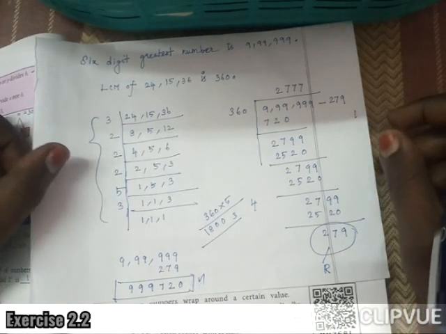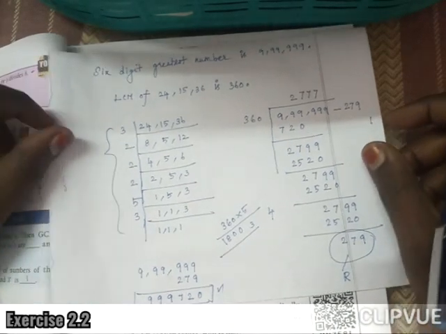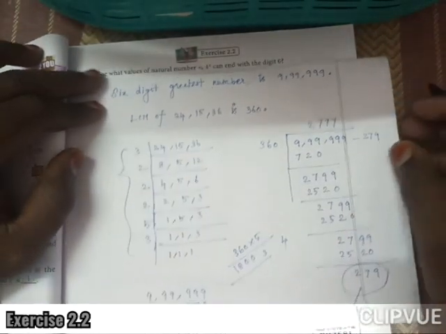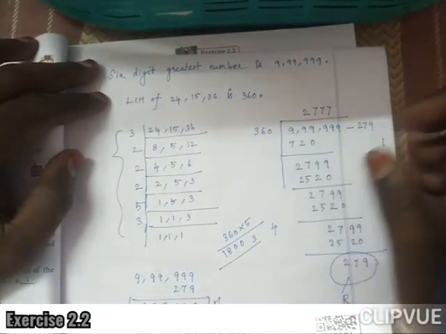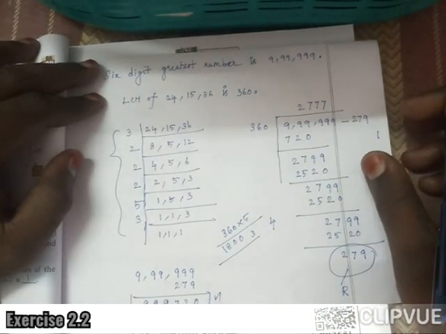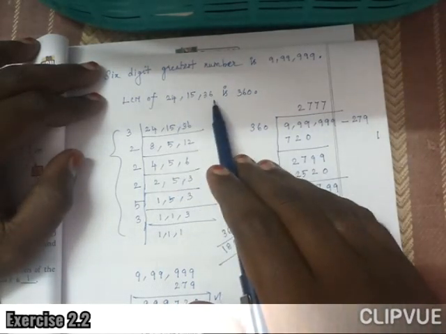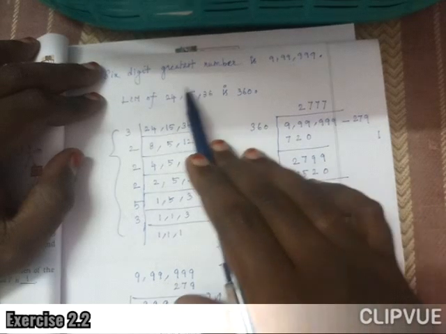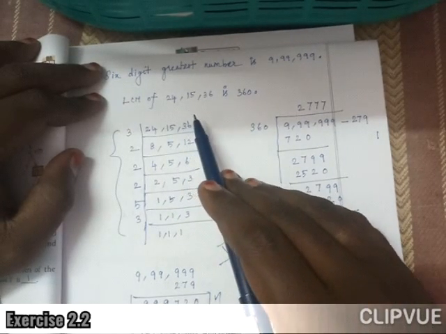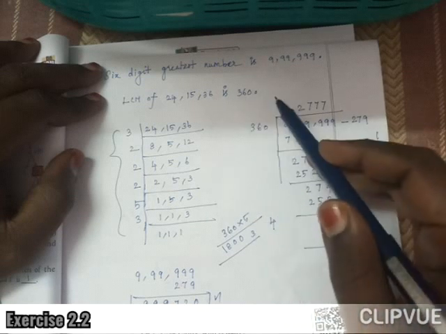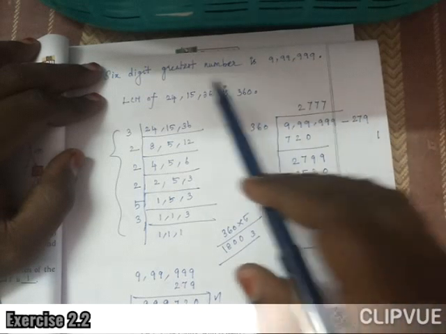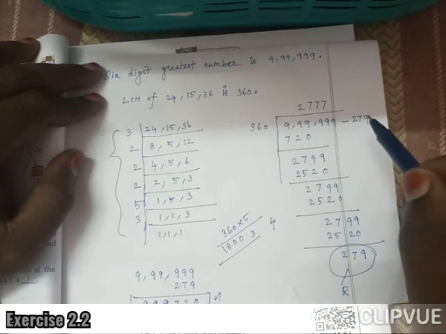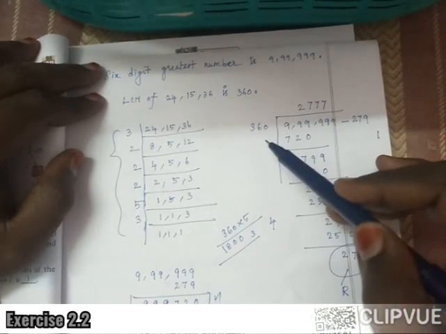9,99,720 is the greatest 6-digit number which is exactly divisible by 24, 15 and 36. It is the easiest way to find that answer. First we find the LCM of these three numbers, that is 360. If these numbers divide the given number, it means 360 also divides that number. So that's why we have taken that LCM.